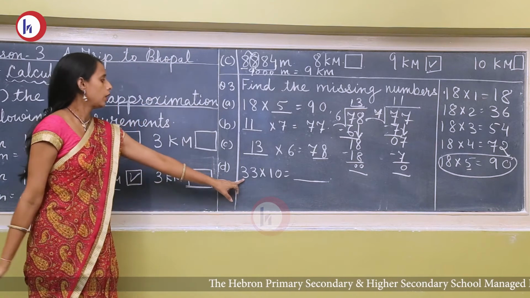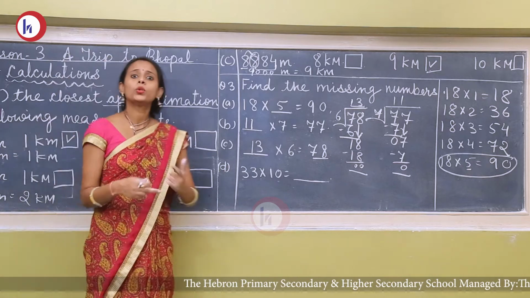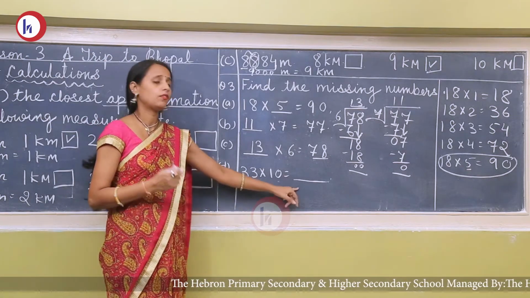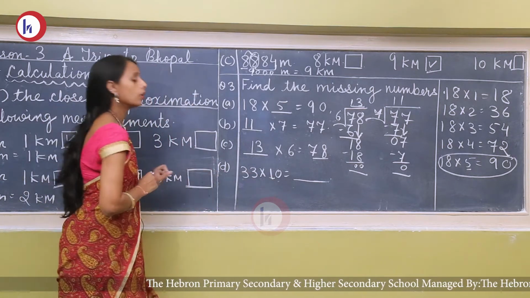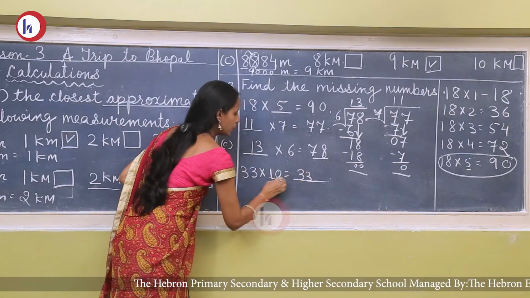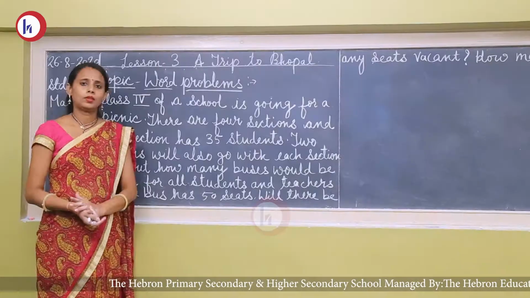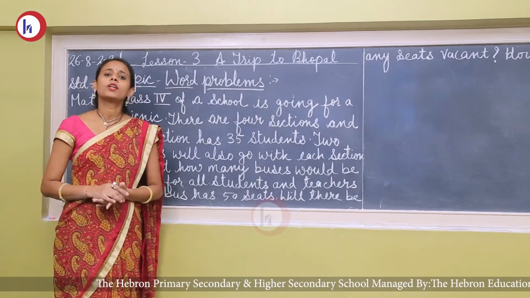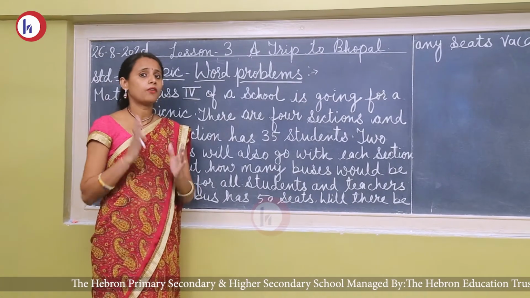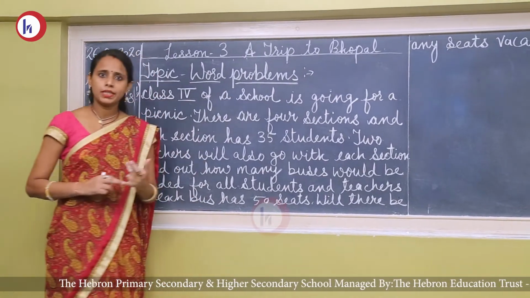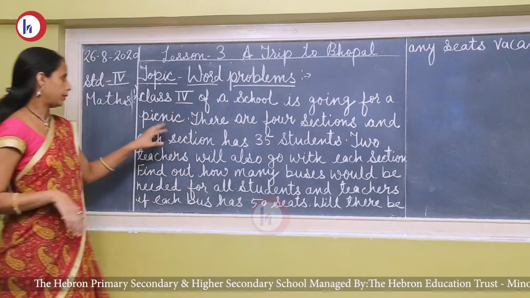Now see, 33 multiplied by 10, so the answer will be the product. When we multiply two numbers, the answer is called the product. So 33 ones are 33. And this 0 will be added. The answer, the product, is 330. Now we have completed the topic of calculation. Now start the topic of word problems. As we know, there are 4 types of word problems based on basic operation, money, time and length. So we'll start one by one.